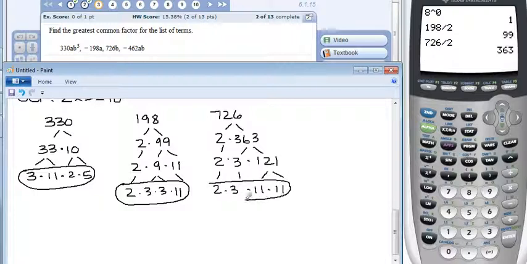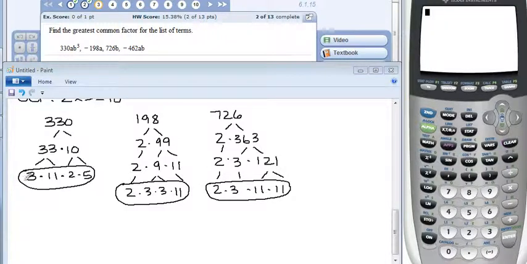Now, before we move forward, let's just do a quick check, okay? Let's just go back through and multiply these out to make sure we've done them correctly. So 3 times 11 times 2 times 5 should give me 330, okay? 2 times 3 times 3 times 11 will give me 198. And 2 times 3 times 11 times 11 should give me the 726. All right, so what I'm doing is I'm breaking these down, but I'm always going backwards to see have I done them correctly before moving forward.